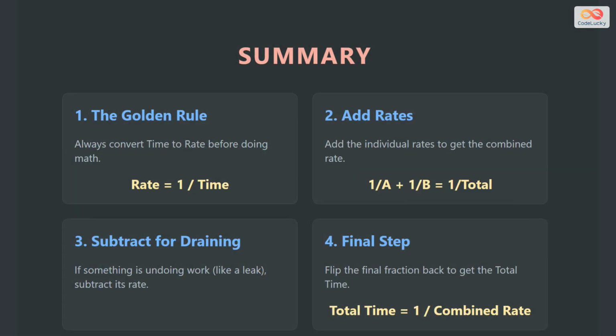To wrap up, remember these 4 points. First, always convert time to rate using 1 over time. Second, add these rates together for people working together. Third, subtract the rate if someone or something is hindering the work. And finally, flip your final answer back to get the total time. With these steps, you can solve any work problem.